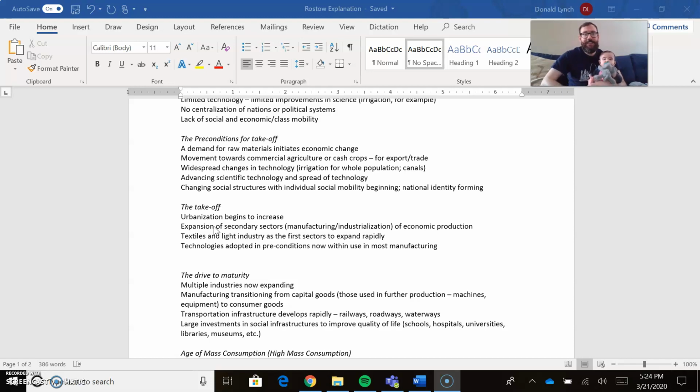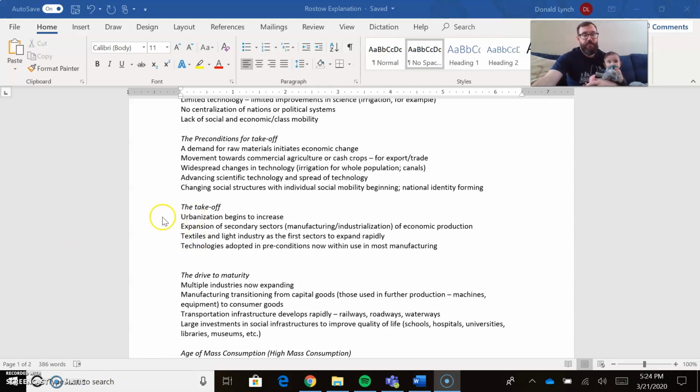Yeah, easiest to kind of process and manufacture yourself. And then the technologies that have been adopted in preconditions are now going to be used within most of the manufacturing process as well.